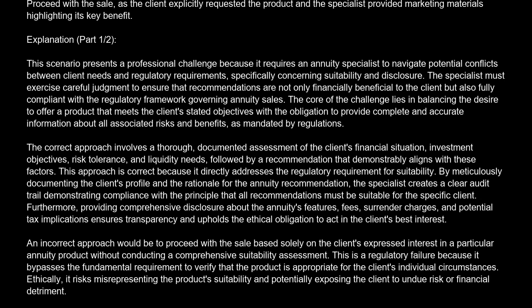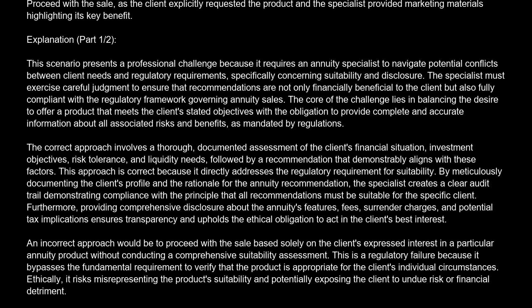Correct answer is D. Proceed with the sale, as the client explicitly requested the product and the specialist provided marketing materials highlighting its key benefit. Explanation. This scenario presents a professional challenge because it requires an annuity specialist to navigate potential conflicts between client needs and regulatory requirements, specifically concerning suitability and disclosure.